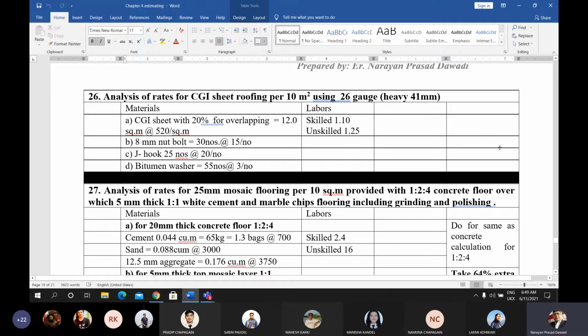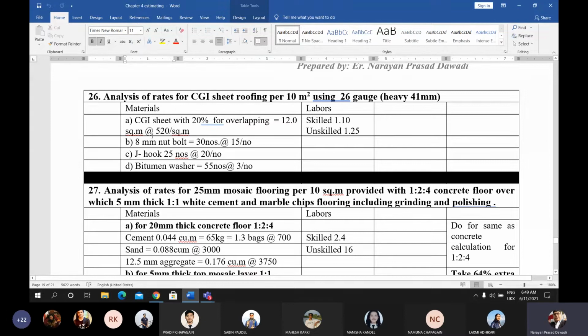Okay, for this, provide 20% area as the overlapping of the sheet. We have to provide an end overlap and a side overlap of 15 centimeters while roofing using the CGI sheet. So the 20% area is considered extra. For the material, CGI sheet with 20% for overlapping, if we have a 10 square meter surface area, then we need 12 square meters of area.